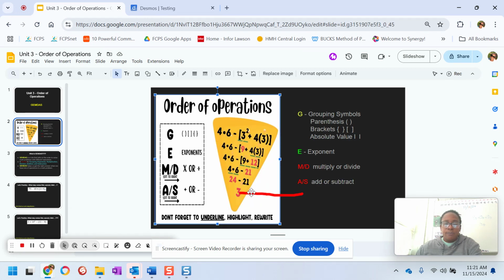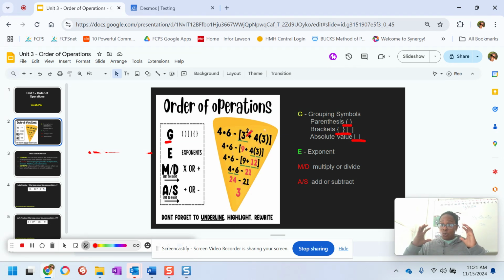All right, so here we have order of operations. In this pizza slice, we have all the operations that we need. We have our grouping signs. The G stands for parentheses, brackets, and absolute value. This is exactly the first step that we take. We do everything inside of the brackets or parentheses or absolute value first. Those are our groups. Then we look for exponents. After that, we look for multiply or divide or add and subtract.